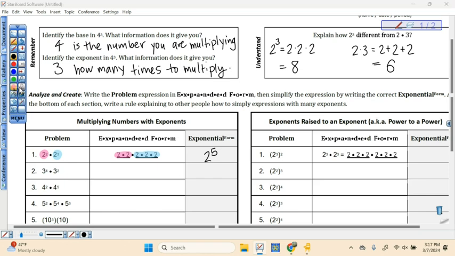Okay, so I'll do the next one with you as well. 3 to the 4th times 3 squared, right? So that's 3 times 3 times 3 times 3 times 3 times 3. Okay, so 4 3's times 2 3's. How many total 3's do I have? 6. There you go. Can you guys finish filling out that section, please?